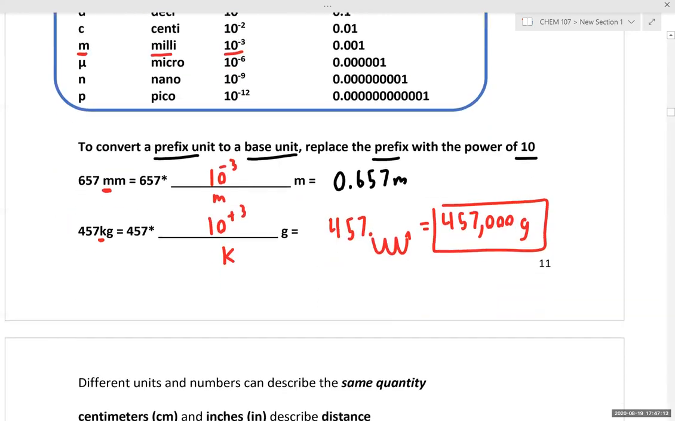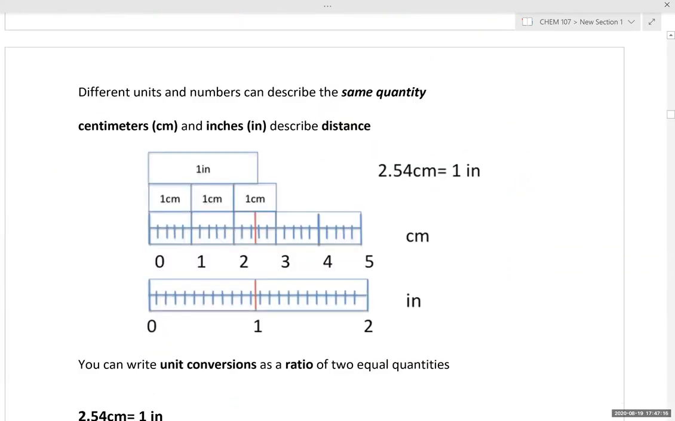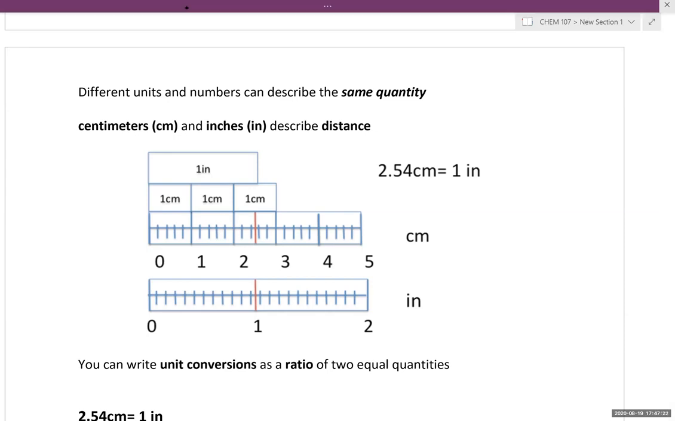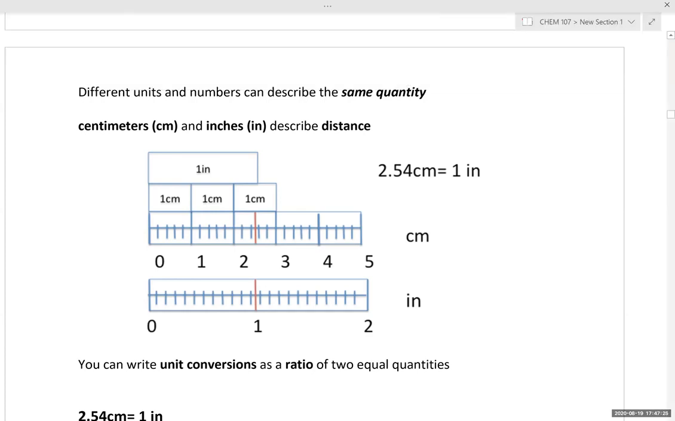So let's keep going now, and let's talk about unit conversions and how they actually function. So, as we can see from this figure, different units and numbers can describe the same quantity, right? Centimeters and inches both describe distance. And we know that 2.54 centimeters is equal to 1 inch. Does everyone notice how, if we look at these two lengths, 2.54 centimeters is the same length as 1 inch? Does everyone see how they represent the same length in our physical world?